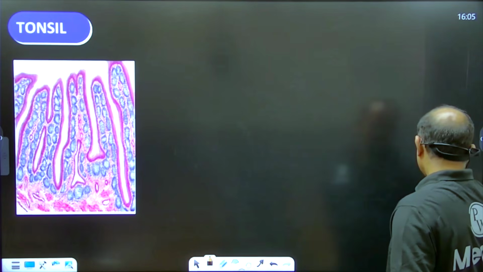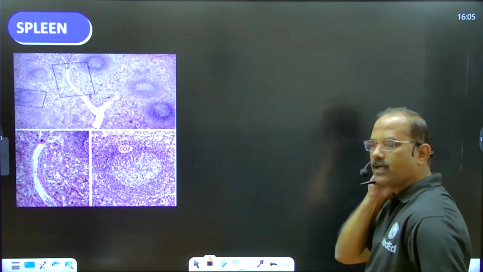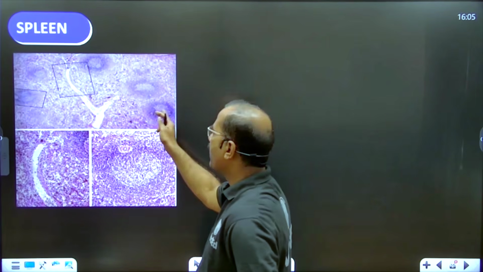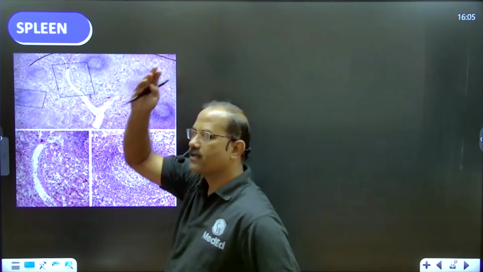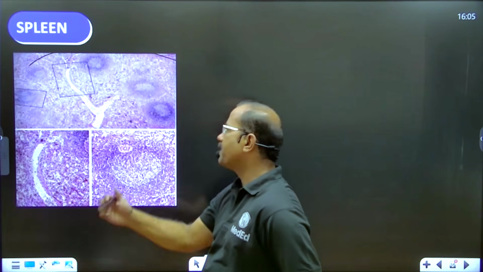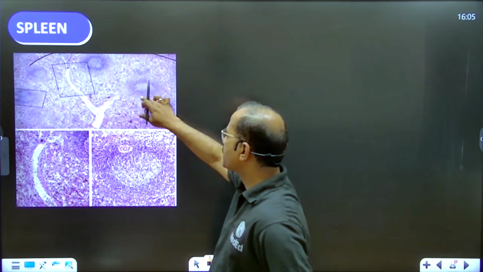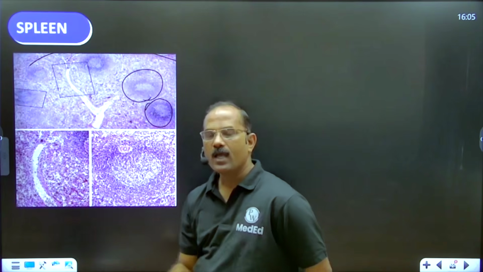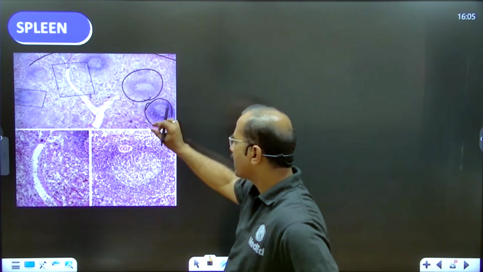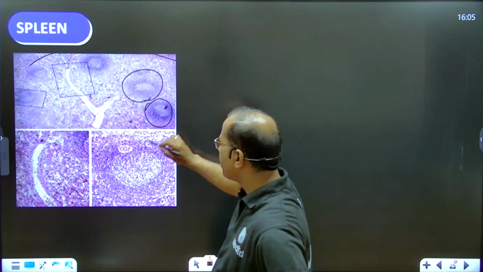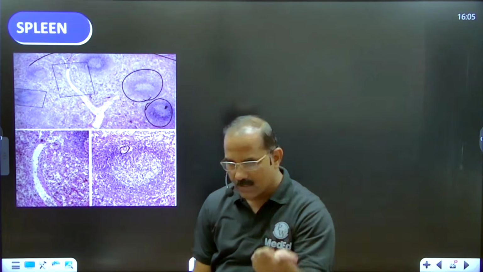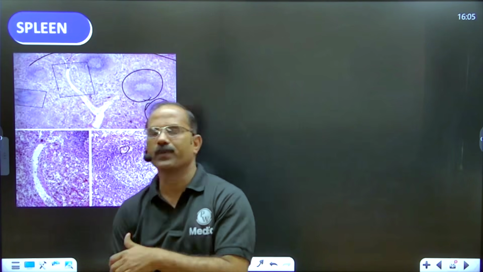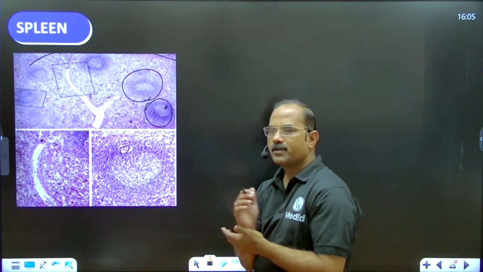And finally, we come to the last slide, that's a spleen. The spleen has got a red pulp and a white pulp. The spleen has got a capsule, and the capsule will send trabeculae. White pulp is nothing but the lymphoid follicle, and in this lymphoid follicle we get an arteriole which is pushed to the periphery. Look at this, an arteriole pushed to the periphery. It is known as an eccentric arteriole. So that's about the spleen.